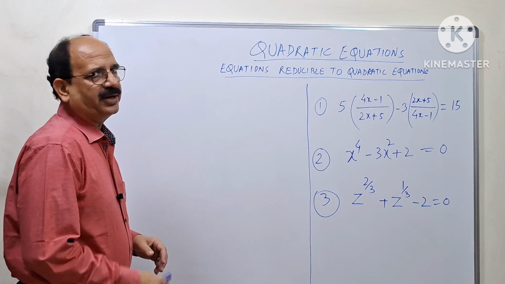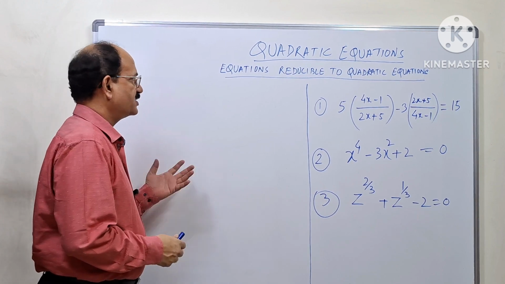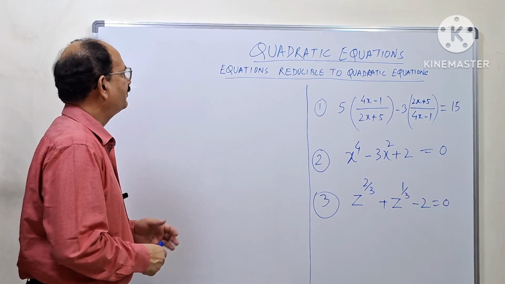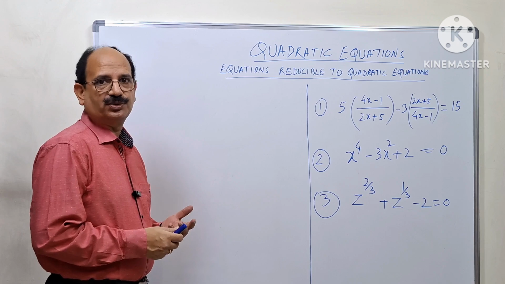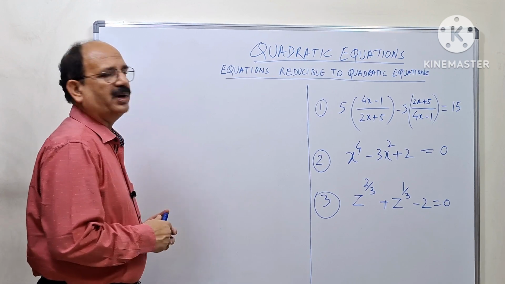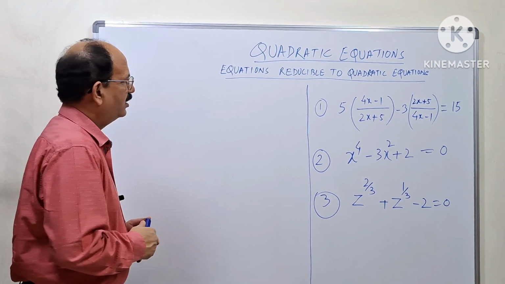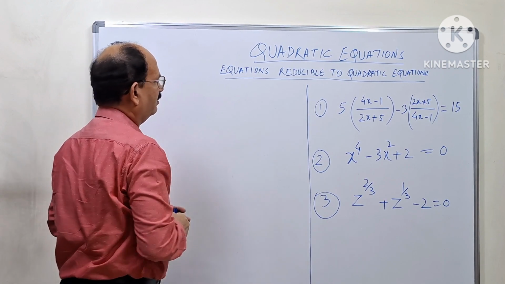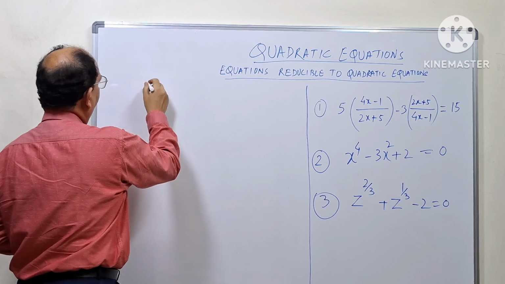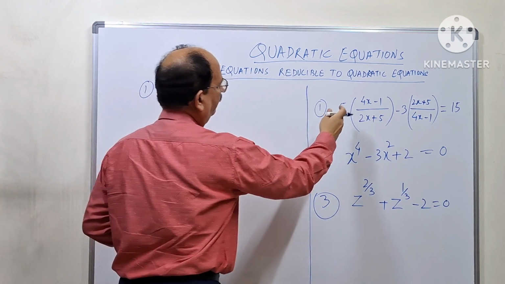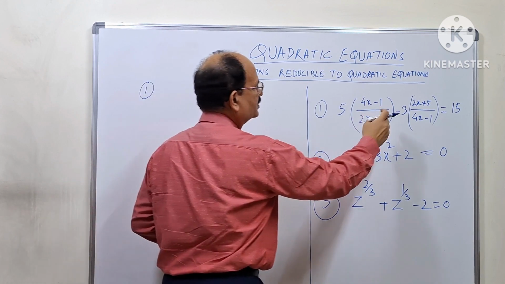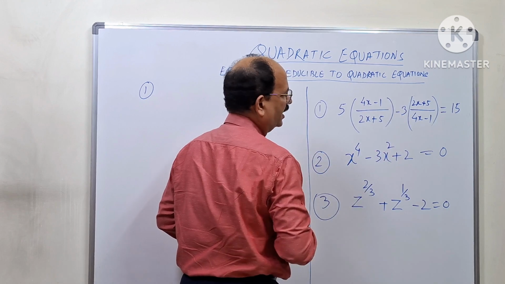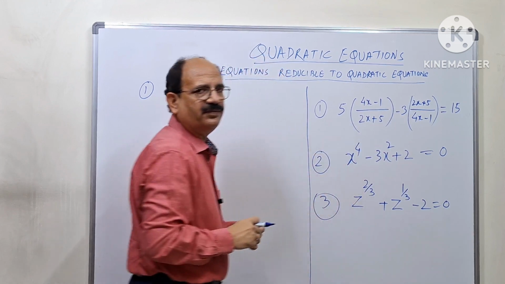We were talking about quadratic equations in my last 2 or 3 videos. Let's talk about equations which can be reduced to quadratic equations. Let's take this example, the first one: 5 times (4x minus 1 upon 2x plus 5) minus 3 times (2x plus 5 upon 4x minus 1) is equal to 15.